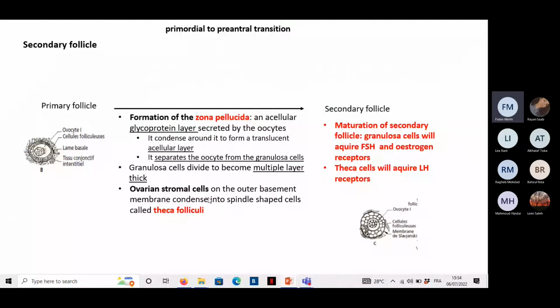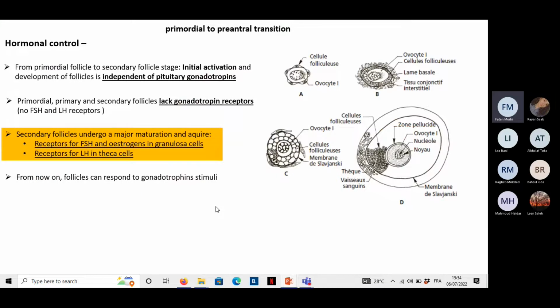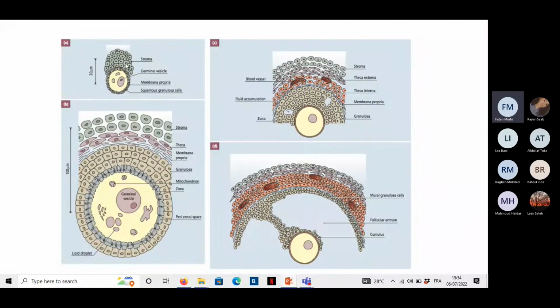So the ovarian stromal cells are the connective tissue cells. So the ovarian stromal cells on the outer basement membrane will condense into spindle-shaped cells called theca folliculi. So the cells of the connective tissue adjacent to the... this was a primary follicle, okay, and this is a secondary follicle. Here we have the stroma or the connective tissue, okay. Here we have the stroma, and here we have the basement membrane separating the ovarian follicle from the outside, from the connective tissue.